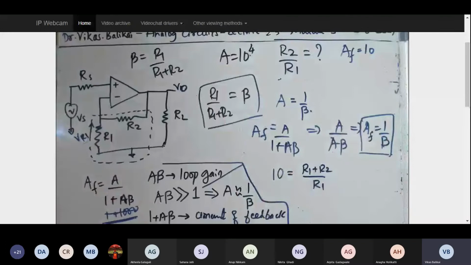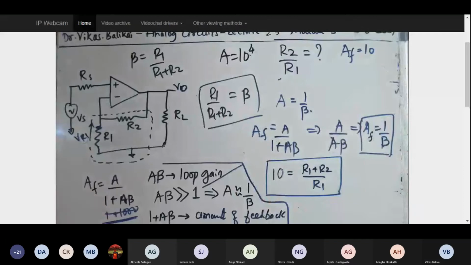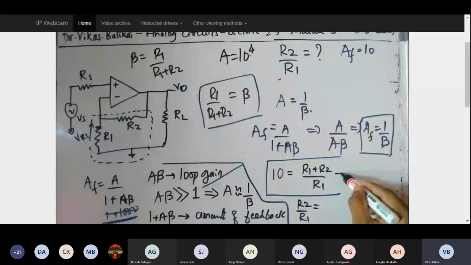Now with this expression, can you quickly tell me what will be R2 by R1 value? Quick. Look at this expression. Can you tell me what will be R2 by R1? Because that's what he has asked. How much are you getting? R1.